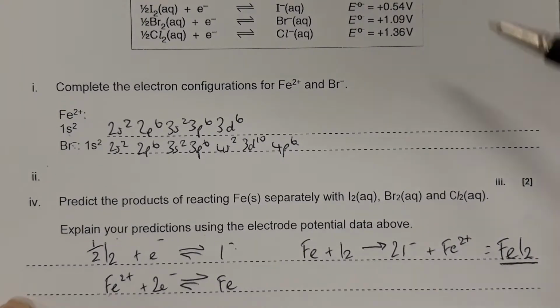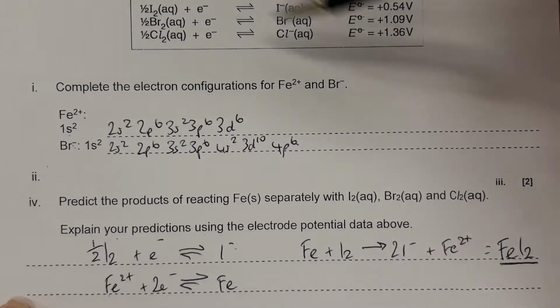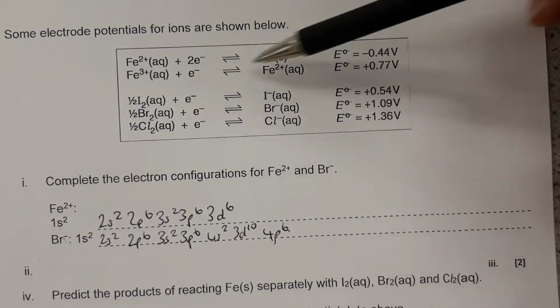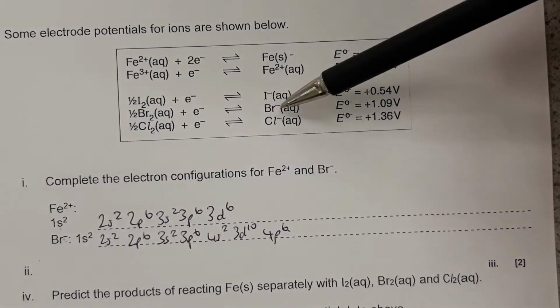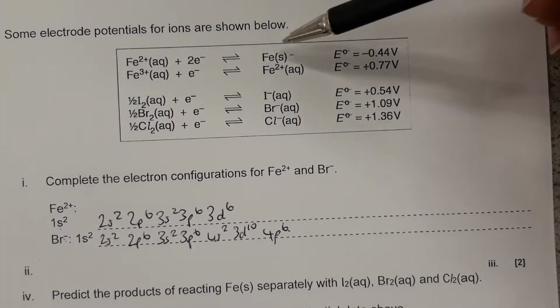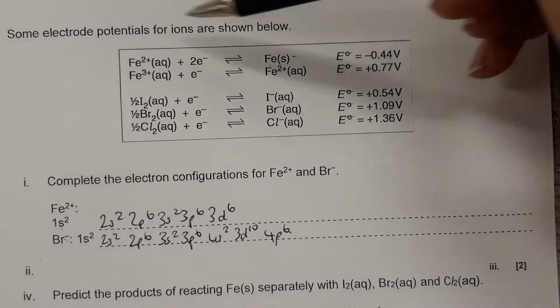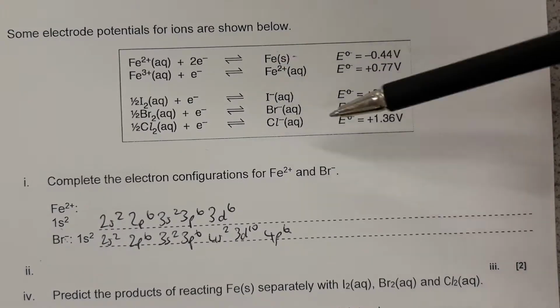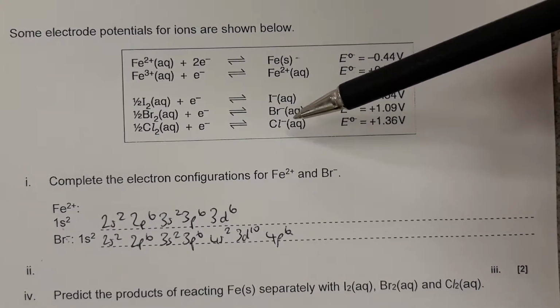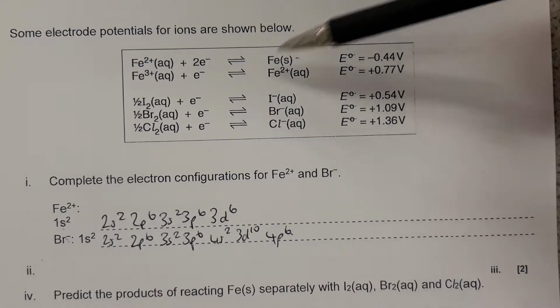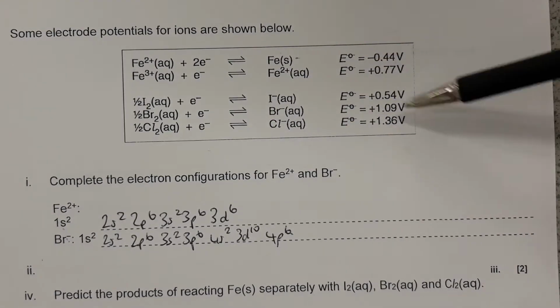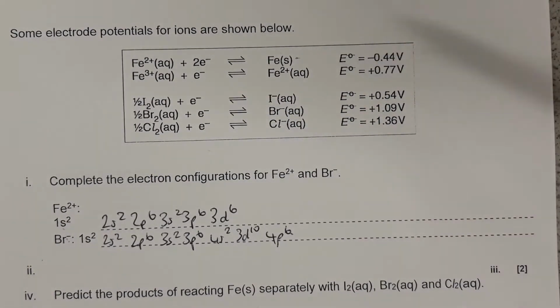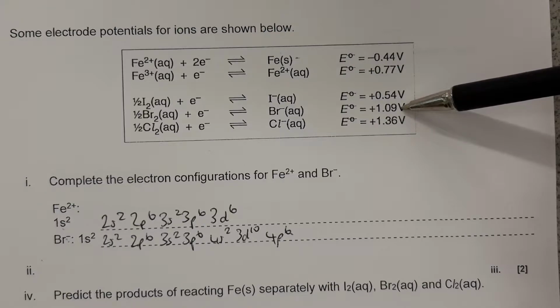Okay, so look at the second one. The iron to iron 2, bromine to bromide. So what we're going to have here is the same thing happening. The iron is going to oxidize to iron 2, and the bromine is going to reduce to bromide. However, this is where this question gets a bit sneaky. If you look at the electrode potential of the second equation, the bromine equation, you can see it's plus 1.09.